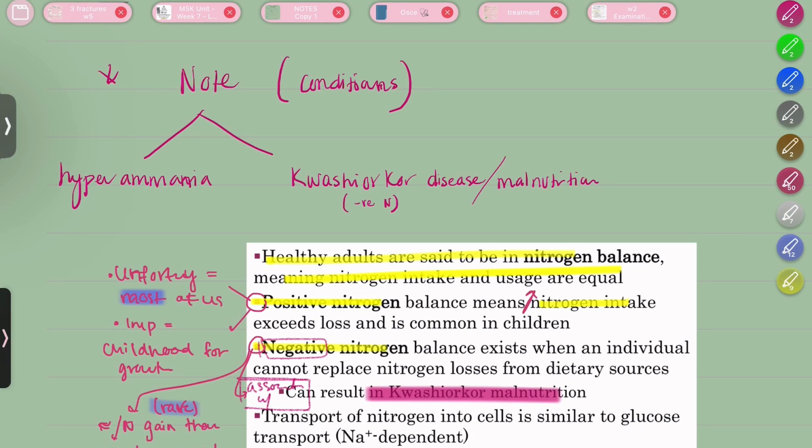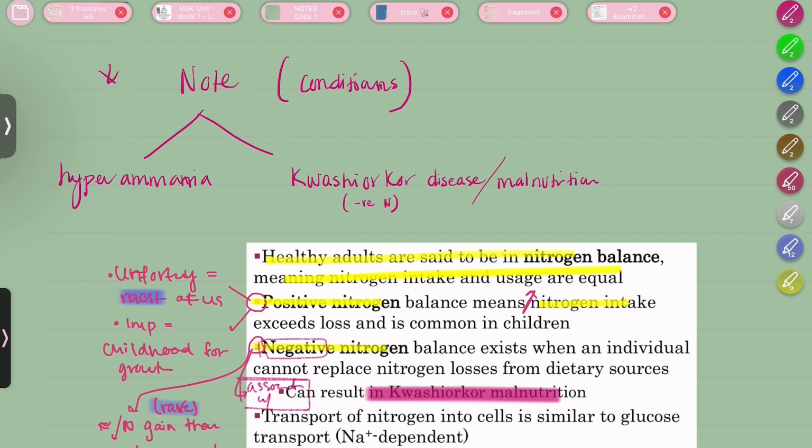Before we start talking about the urea cycle in detail, let me just shed light on certain conditions that you may need to know, which are clinical correlations. Basically, number 1, we have hyperammonemia. In short, it is elevated levels of ammonia in the blood, which is sometimes toxic. The other condition is known as kwashiorkor disease, or malnutrition.